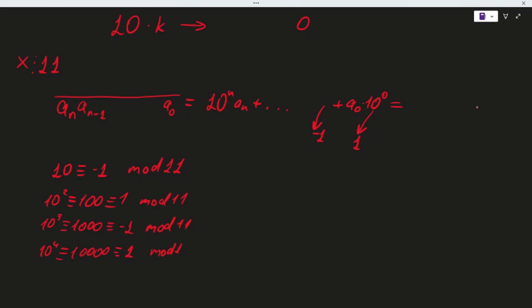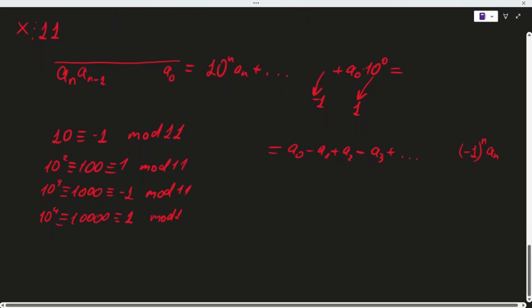So this number will be given like a0 minus a1 plus a2 minus a3 all the way up to minus 1 to the power of n times an, which clearly means that the sum of the odd indexed elements minus even indexed digits must be a multiple of 11 if we want our original number to be a multiple of 11.